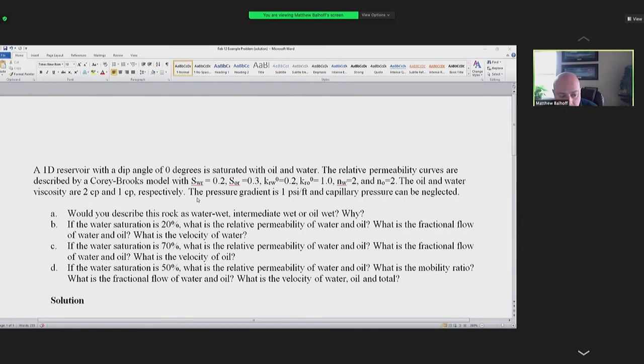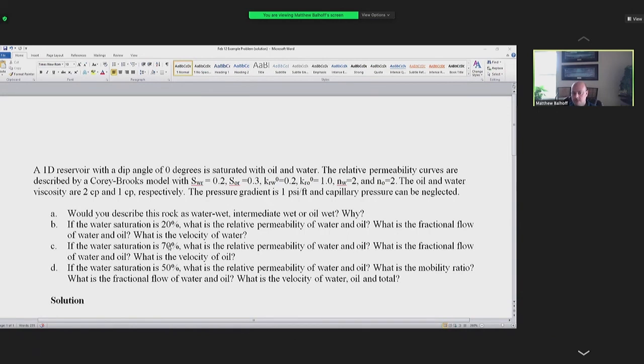So part C: if the water saturation is 70%, what is the relative permeability of water and oil, and what is the fractional flow of water and oil? If the water saturation is 70%, that means the oil saturation is 30%. The oil saturation is 30%, then that's at residual oil saturation, so oil's not moving. So the relative permeability of oil would be zero.